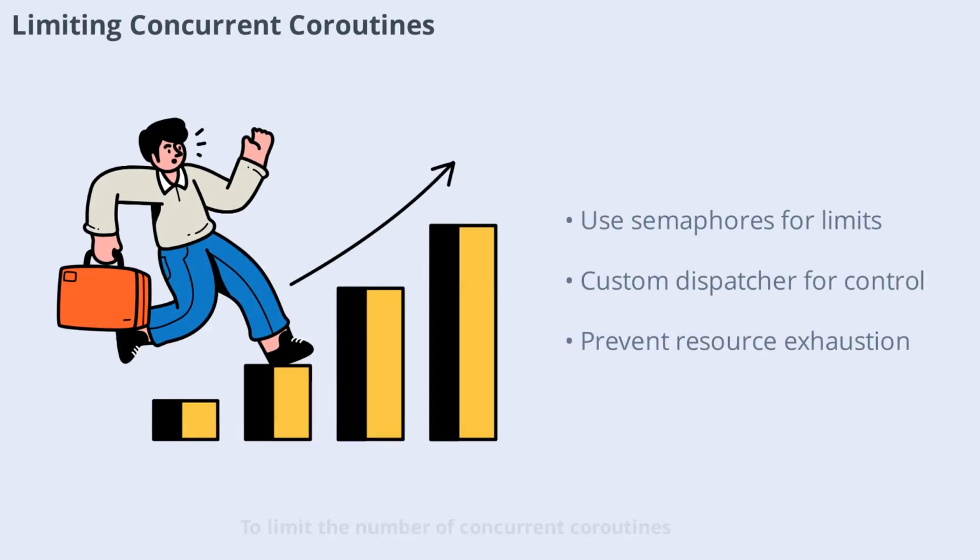To limit the number of concurrent coroutines, use a semaphore-based mechanism or a custom coroutine dispatcher. This lets you control concurrency and prevent resource exhaustion, especially when dealing with large numbers of tasks.